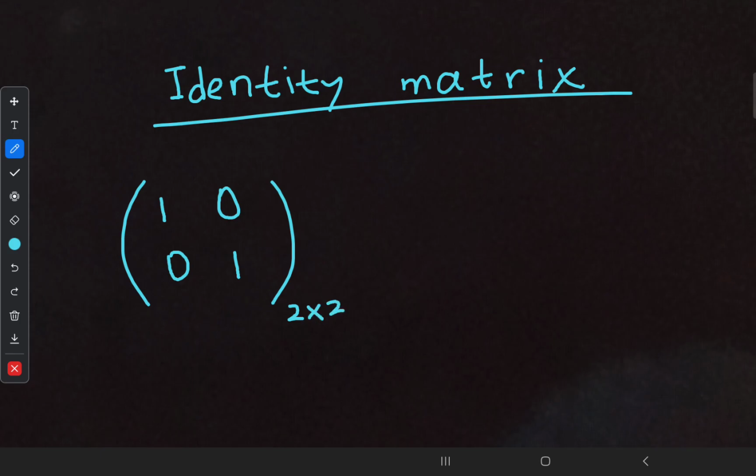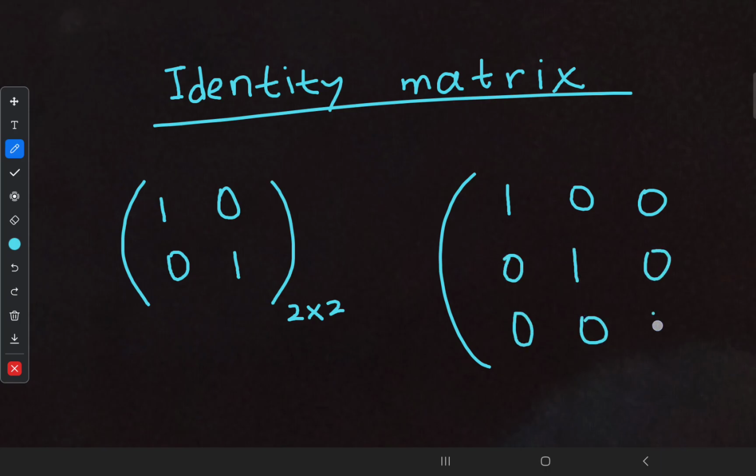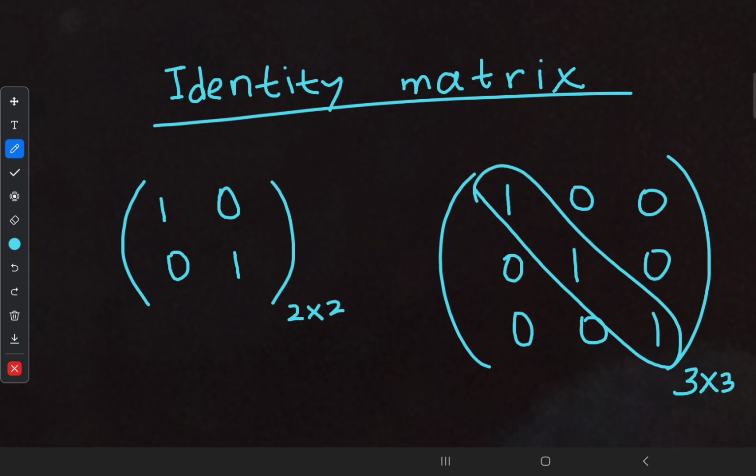In identity matrix, we are only considering square matrices. Not column matrices or row matrices. Non-symmetrical matrices, we are not using them. We only consider square matrices. This is our 0, 0, 0, 1, 0 and 0, 0, 1. This is our 3 into 3 identity matrix. The main diagonal is holding 1s, the remaining are 0.